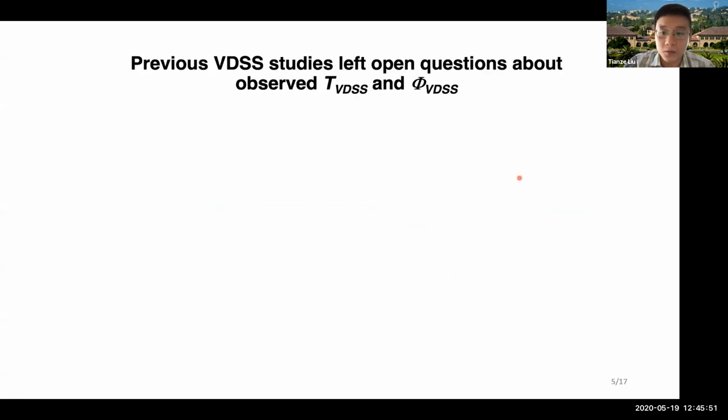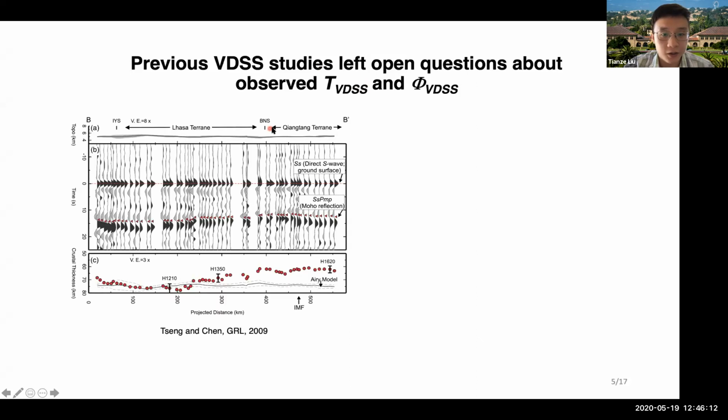So I'm obviously now the first person who does research into the seismic phase. Previously, there have been some works on applying VDSS to various data sets collected over the world. And in the past, people have mostly used the travel time of the SSPMP phase to infer crustal properties. Here is one example in which people applied VDSS to the famous high climb transect across the Tibet Plateau.